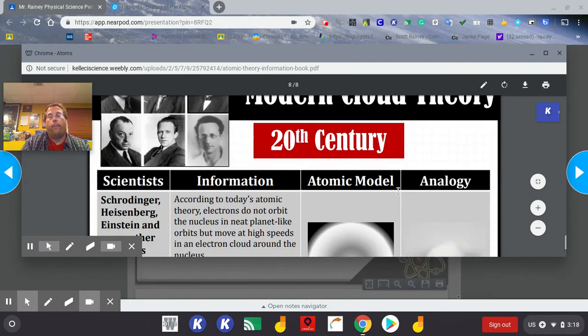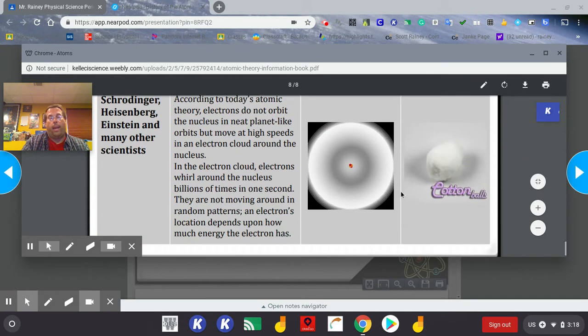And today we have our modern cloud theory, which expands on this, where we do have a nucleus. That really hasn't much changed. But our electrons, because of their weird behavior, almost have a wave property to them. They exist in what's called an electron cloud in random patterns. We can't really predict where they are or where they're going to go. So we call it a cotton ball or a cloud, where the electron can be anywhere around that shell.